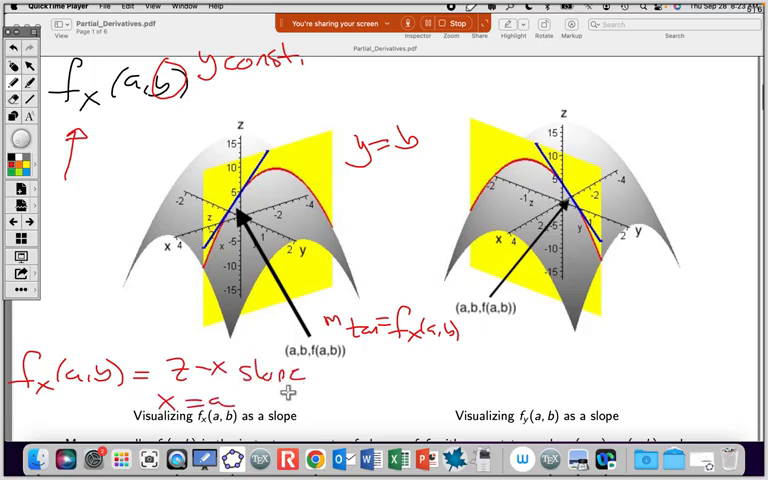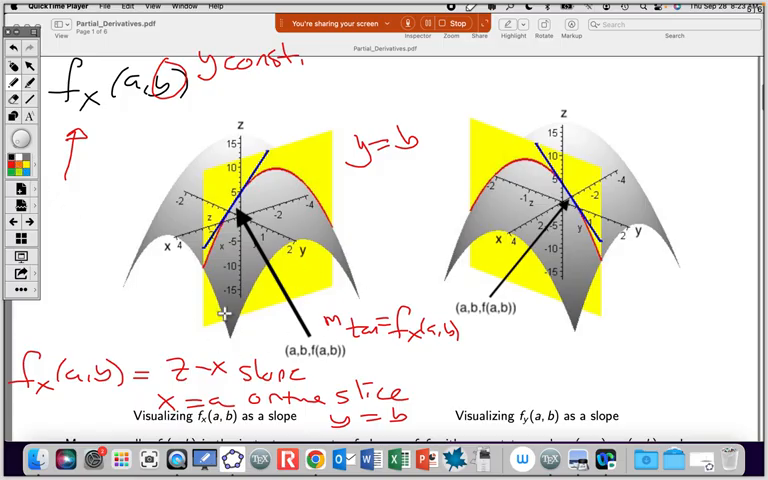When x equals a, on the slice when y equals b. Does that make sense or not? We fix y. So think of taking the surface and slicing it with the plane y equals b. That traces out a curve. And fx is the zx slope.